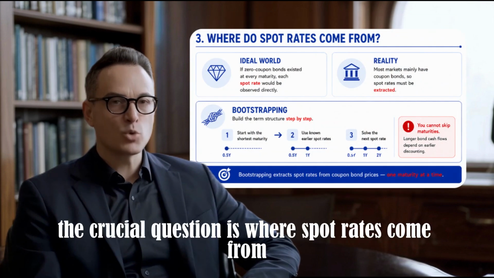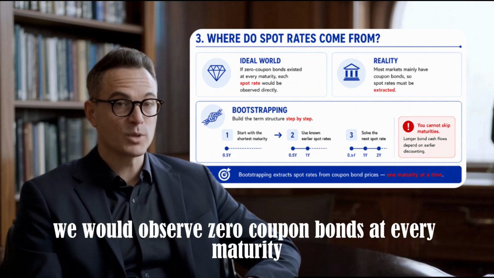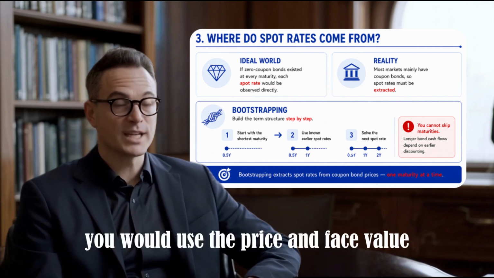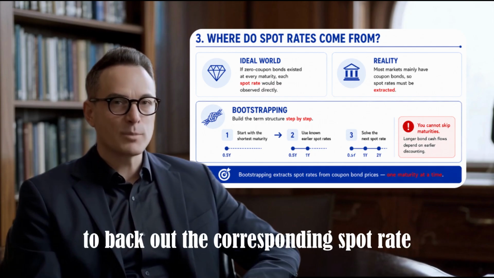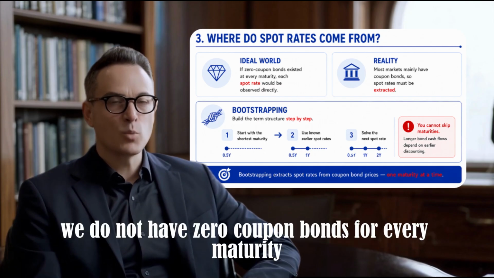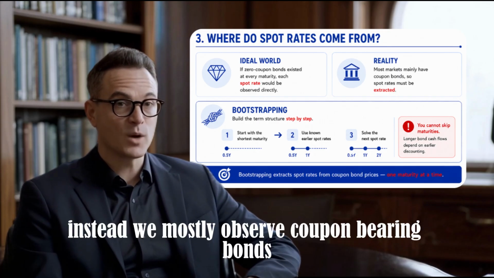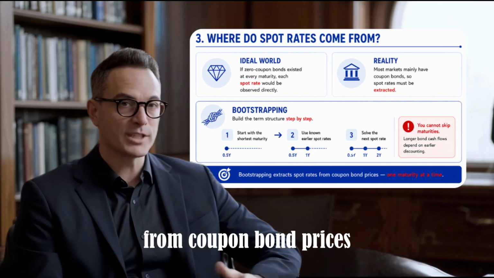At this point, the crucial question is where spot rates come from. In an ideal world, we would observe zero coupon bonds at every maturity. Then, inferring spot rates would be straightforward. You would use the price and face value of each zero coupon bond to back out the corresponding spot rate. But in many markets, we do not have zero coupon bonds for every maturity. Instead, we mostly observe coupon-bearing bonds. So we need a method to extract spot rates from coupon bond prices.